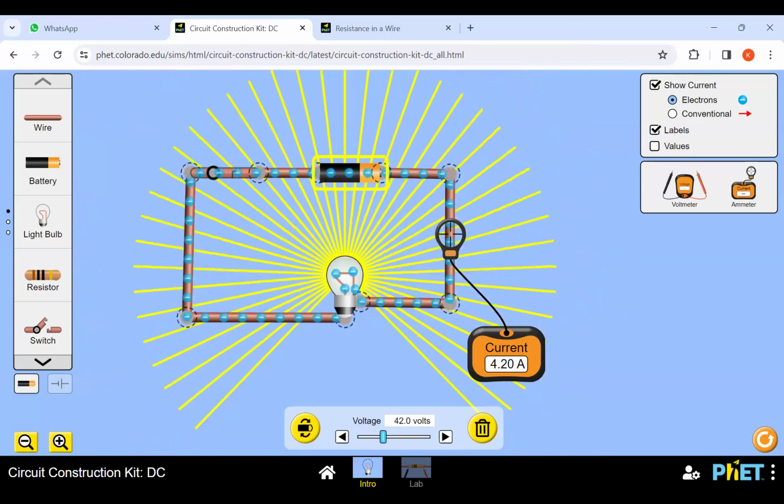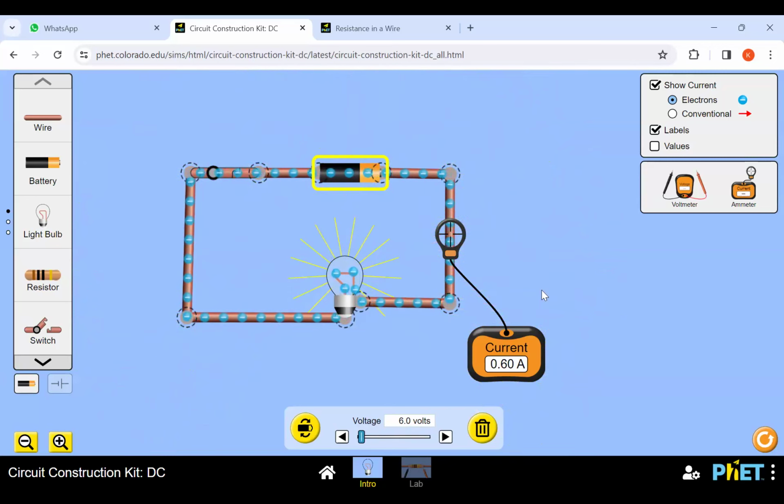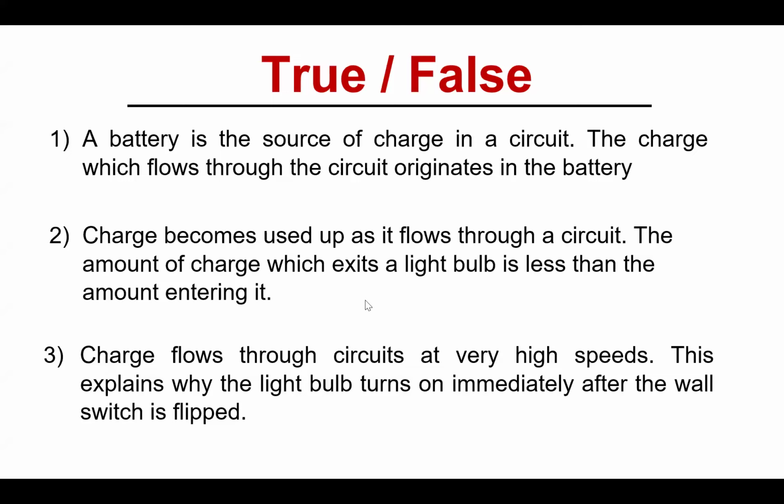Okay, so then we go back to our questions. Just now you can see from the simulation that the battery is not the source of charge. Next question: the charge becomes used up as it flows through a circuit. The amount of charge which exits a light bulb is less than the amount entering it. So from just now, what you can see is false again.